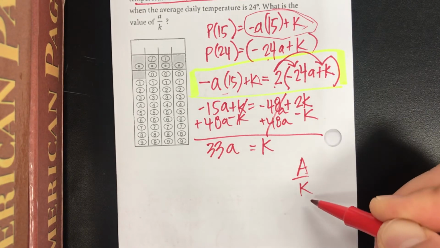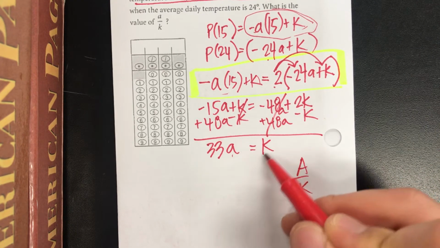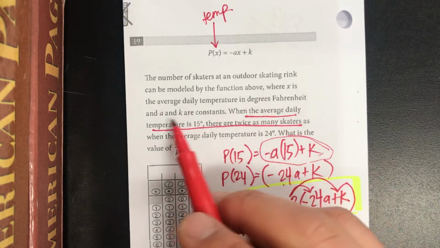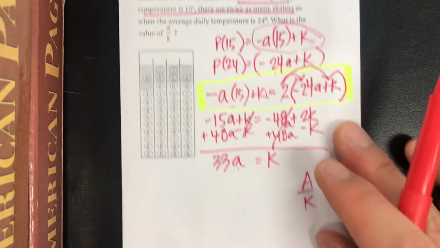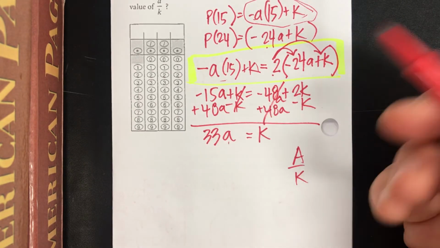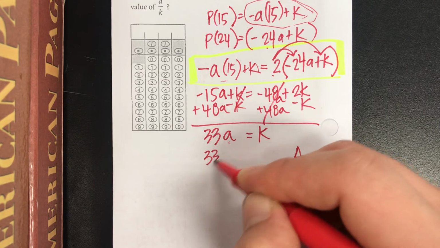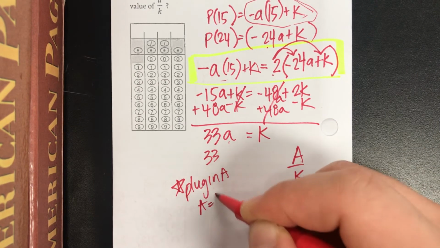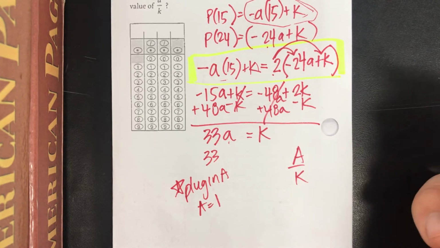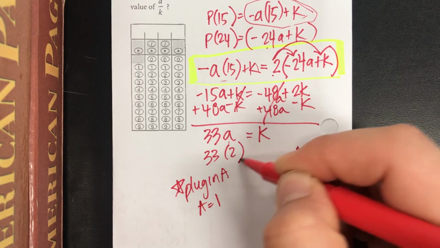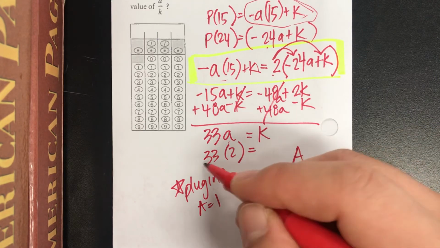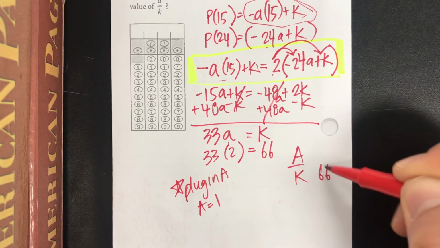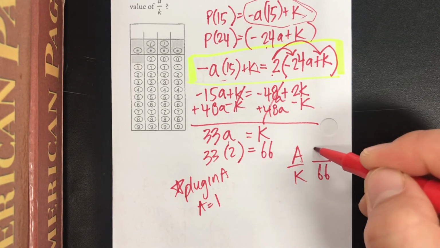Okay? From here, because they want to eventually find A over K, this is our goal. Okay? What you could do here, because these numbers are constants, it said in the beginning, right? It said right over here, A and K are constants. So you could plug in a number for A. Let's just say that I plug in A equals 1, okay? Or let's just say A equals 2. If A equals 2, that means K would equal 66, right? So K is going to be 66, A is going to equal 2.